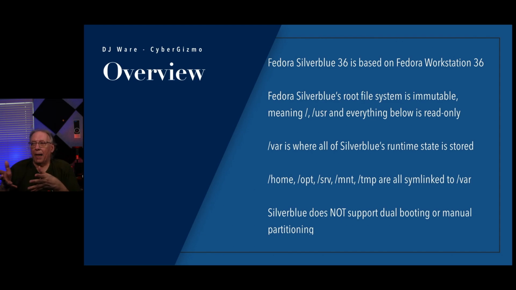It's kind of going back to the way Sun originally did things, where they kept their user directories under var. This was SunOS, not Solaris. /home, /opt, /srv, /mnt, /tmp, they're all symlinked over to var. You'll see that if you do an ls on your root directory: everything is symlinked over to var. Silverblue, however, if you're looking to dual boot this solution, they don't support it.